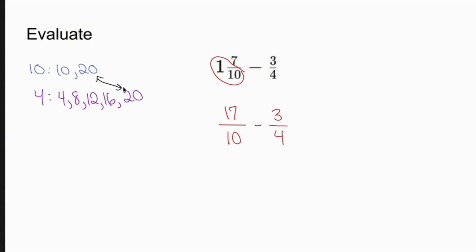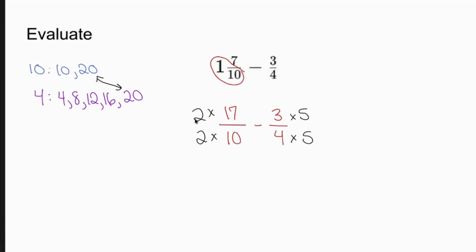How do I turn 10 into 20? Multiply by 2. If I multiply that 10 by 2, the denominator, I have to multiply the numerator by 2 as well. How do I turn a 4 into 20? Well, 1, 2, 3, 4, 5. So 4 times 5. I have to do 3 times 5 because whatever you do to the denominator, you do to the numerator as well.